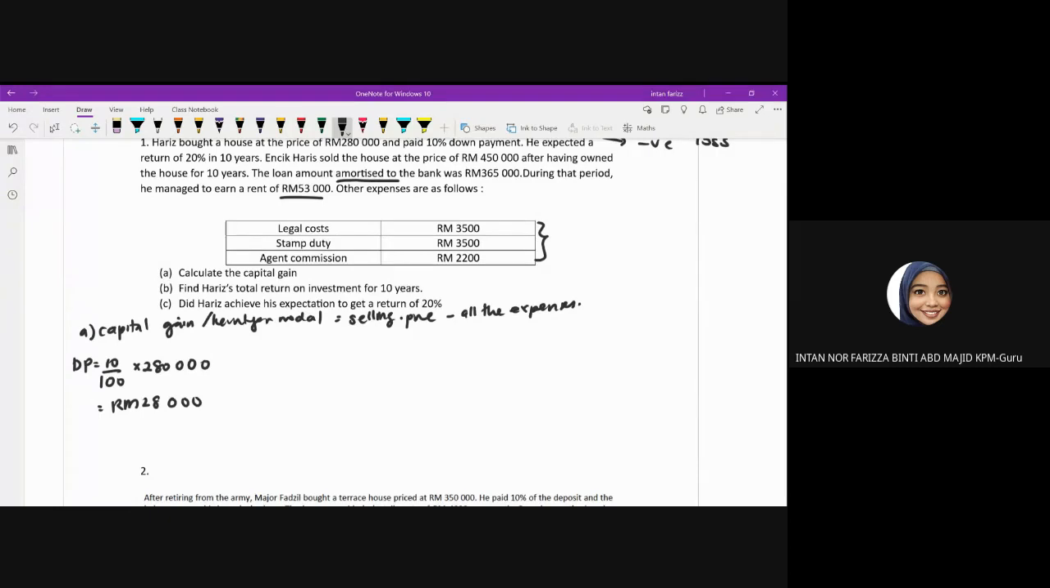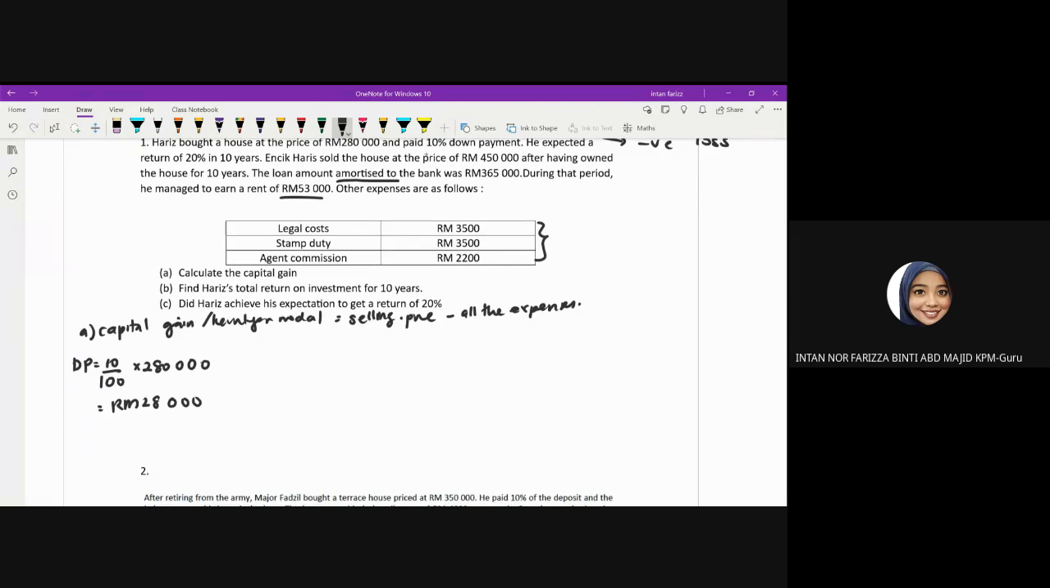Okay, so how about the balance? Balance, you minus 280,000 minus 28,000. Okay, you will get 252,000. So that means this 252 is the amount of money that he will borrow from the bank. The 28,000 is his own money. Maybe from his saving, when he sells something and he got the money and pay to the agent. Okay. All right. So now, okay, let's get back to the question.